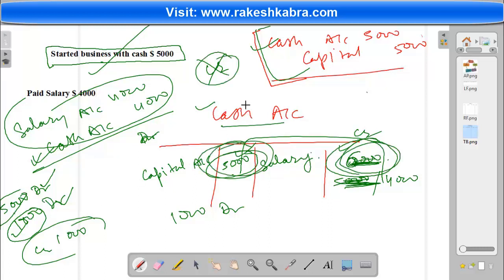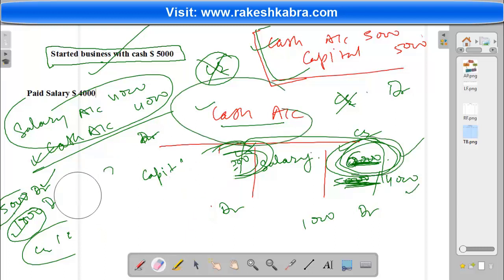So that's why cash account never shows credit balance. Cash account will always show debit balance. Okay, getting my point? See, 5,000 minus 4,000, so the balance is 1,000 and it is debit balance. Getting my point? So understood this topic.